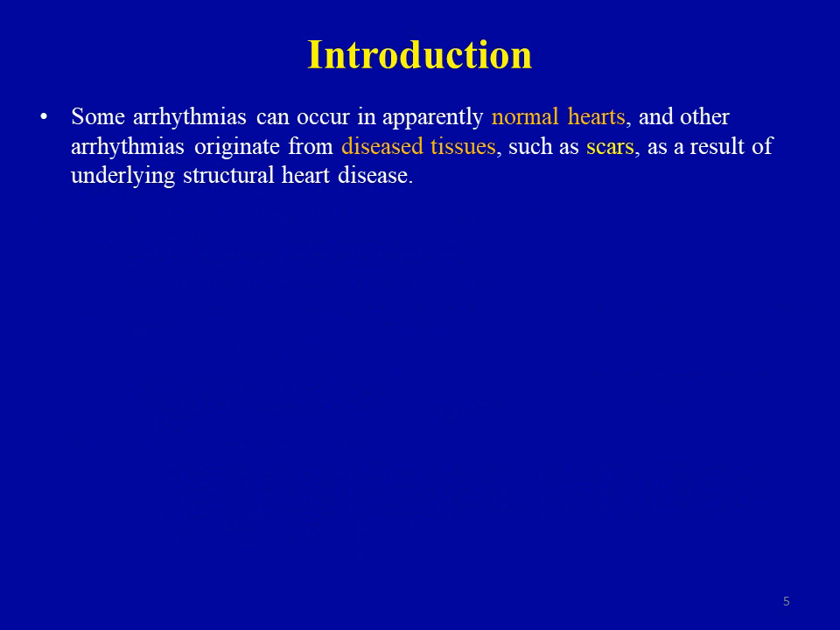Arrhythmias can occur in an apparently normal heart, or they can originate in a heart that is affected by disease, for example, heart damaged by ischemia or infarction, or even the scars that happen after the infarction.